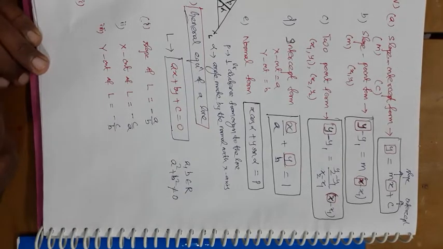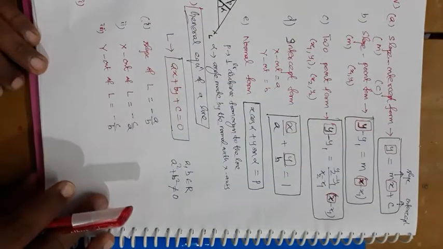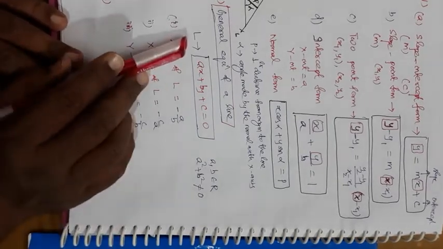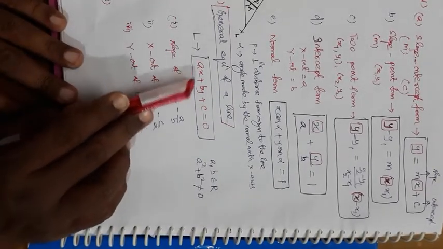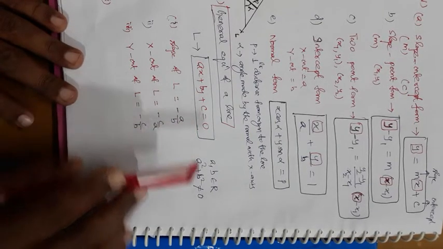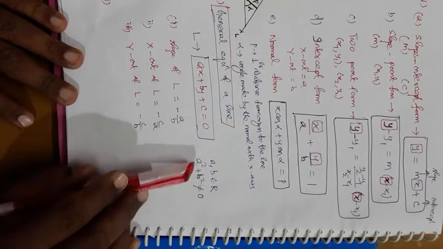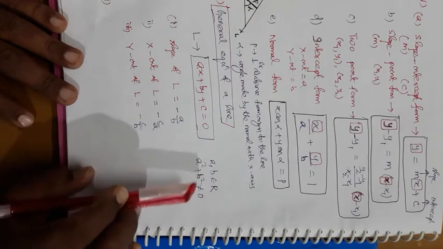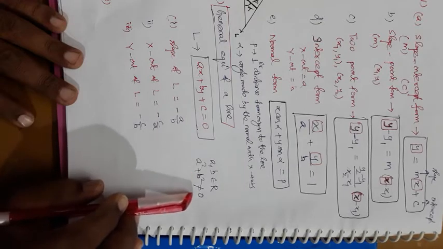Now next we have to discuss the general equation of a straight line. What is the general equation of a straight line? We know the general equation of a straight line is ax plus by plus c is equal to 0. But there is a very important thing: a, b are real numbers, but both cannot be 0. In mathematical language it is a square plus b square not equal to 0.